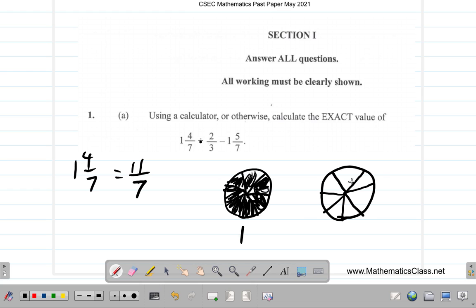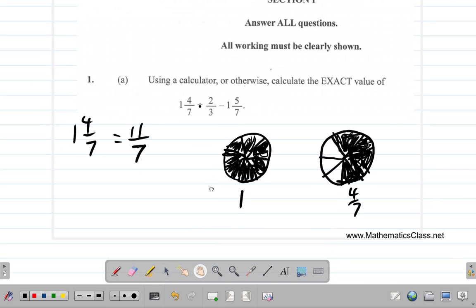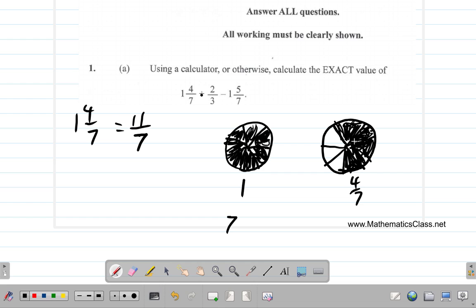That's 1 whole. And then the 4/7 means you consider 1, 2, 3, 4 out of 7. You remember that? Now, how many sevenths do you have? Because this means 11/7. You have 1, 2, 3, 4, 5, 6, 7, so far 7/7, and then 1, 2, 3, 4 more sevenths. 7 and 4 are how much? 11. So you have 11/7.